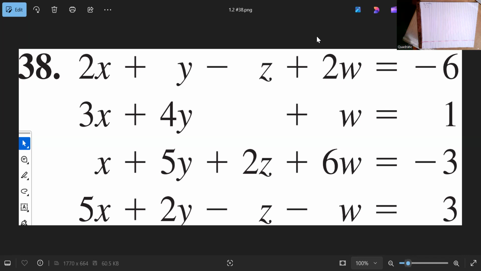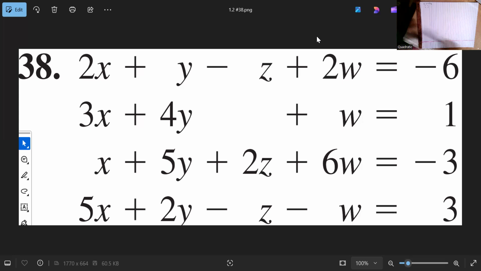And again, there might be infinite solutions, no solution, or one solution. Not a whole world full of possibilities, really just three possibilities. And I'm going to do something simple. The first thing I'm going to do is switch row one and row three.